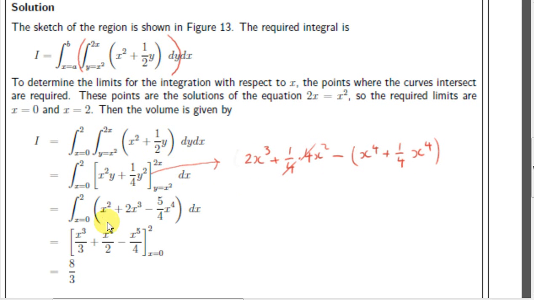So we end up with 2x cubed plus x squared, or x squared plus 2x cubed. And if we put these two terms together, we get minus 1 1/4, or 5 quarters x to the power of 4.